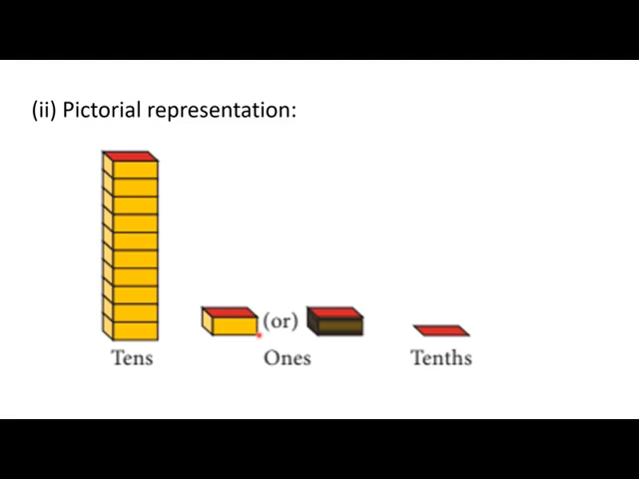For ones place, you can draw simply one box, that is enough for ones place. And for tenths, after the decimal, you have to draw one square shape sheet, that's enough. So for tens place, you have to draw one block of boxes, 10 boxes. And for ones place, only one box, and for tenths place, only one sheet of paper. If you have 2 or more, you have to draw 2 or more according to the number. You have to draw separately.